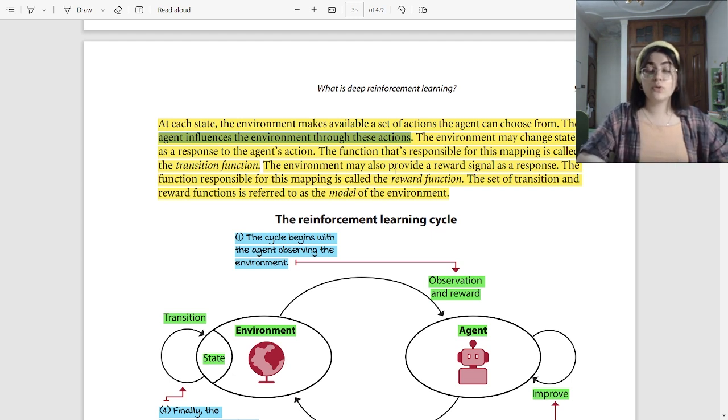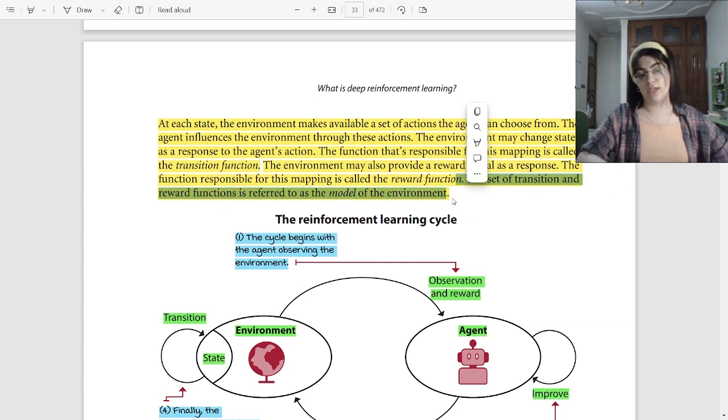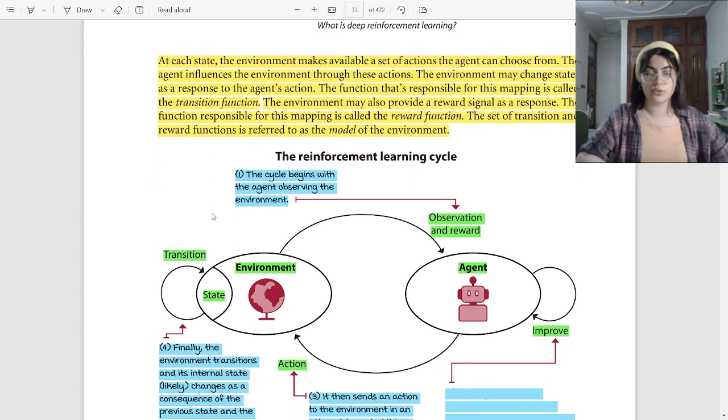And the environment may also provide a reward signal as a response. This is something important as well, and a key point in RL. The function responsible for this mapping is the reward function. And the set of transition and reward functions is referred to as the model of the environment, which sometimes we have access to and sometimes we don't.